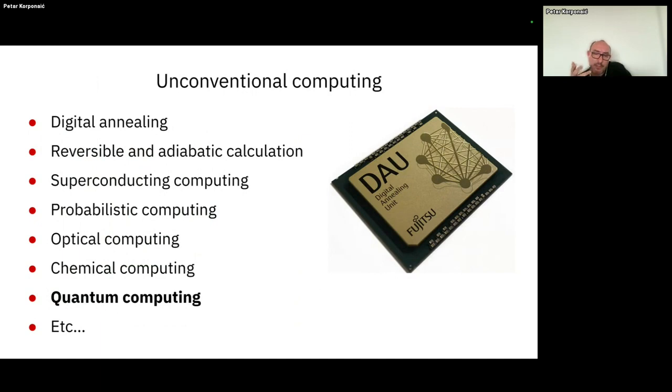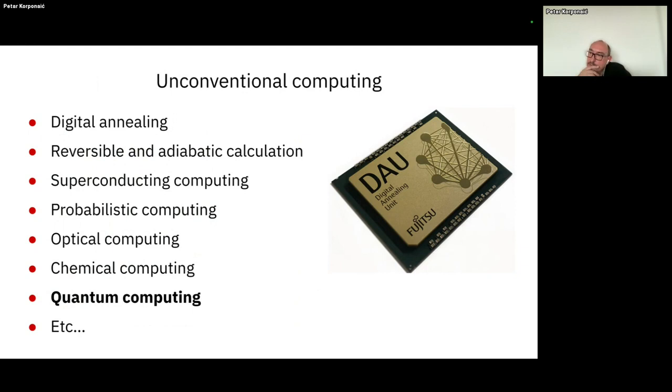Some technologies are already commercialized, like this Fujitsu digital annealing unit, which you can see in the picture. This is actually a specialized optimizer, but it is still digital, and it's similar to a classical computer, except it is using some tricks, and it is specialized for solving combinatorial optimization problems.